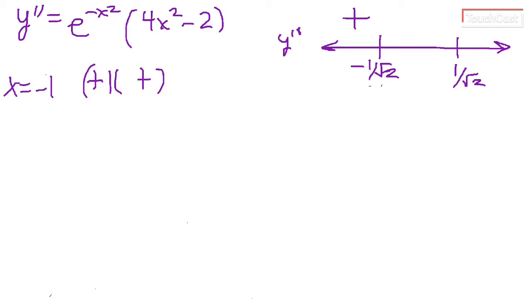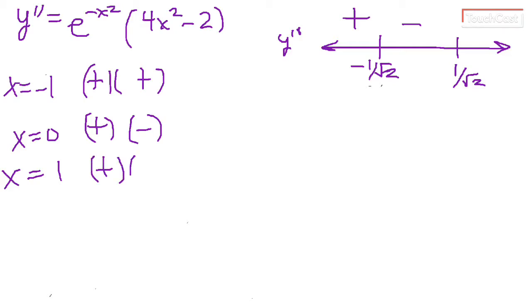If I pick a number that is between negative 1 over root 2 and positive 1 over root 2, here's a good example, x equals 0. I care about the sign, so I'm going to have e to the 0, which is positive. And I'm going to have 4 times 0 is 0, take away 2 is negative. If I pick a number bigger than 1 over square root of 2, I'm going to end up with a positive e power times 4 times 1 squared, which is 4, take away 2 is positive 2, so I'm going to put positive.